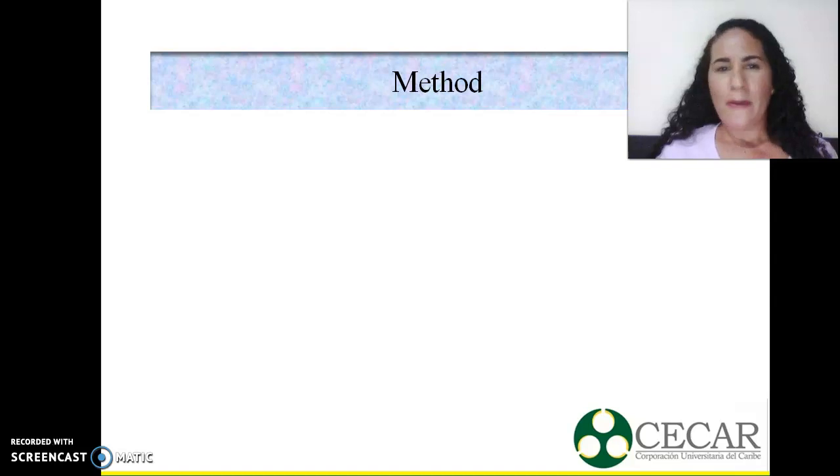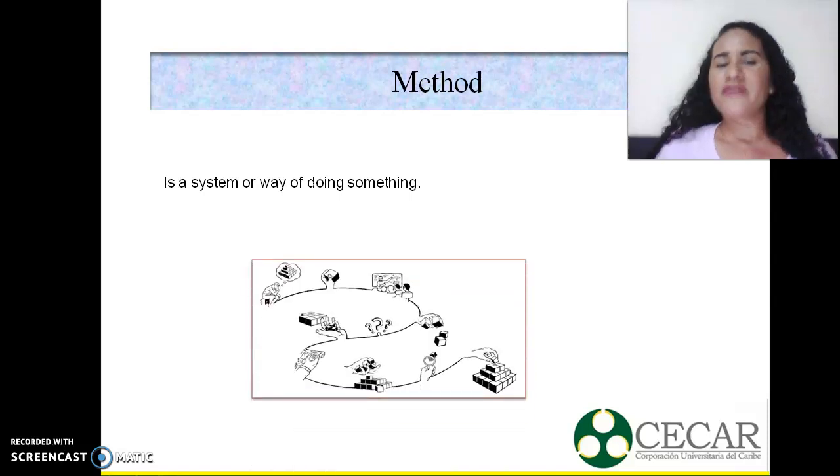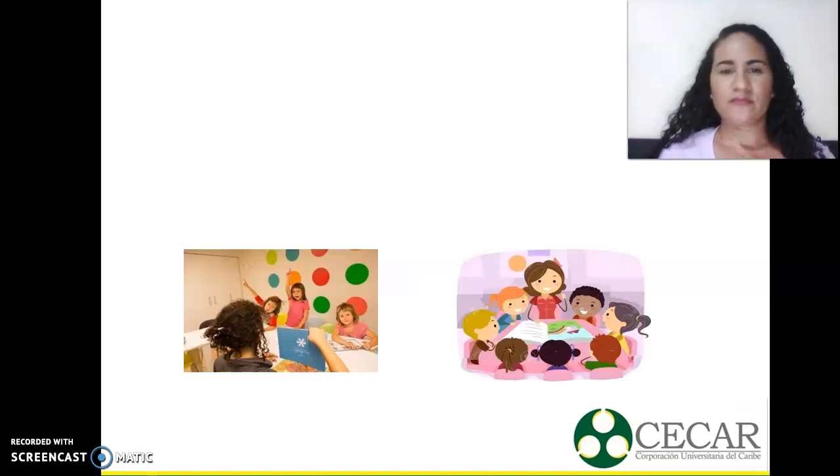What is the method? Method is a system or way of doing something. In this picture, the men see what method is used for achieving a goal.